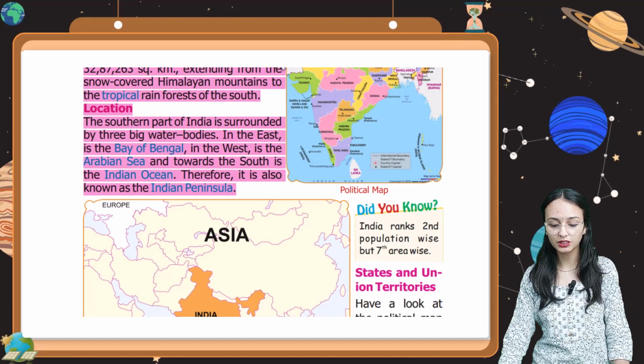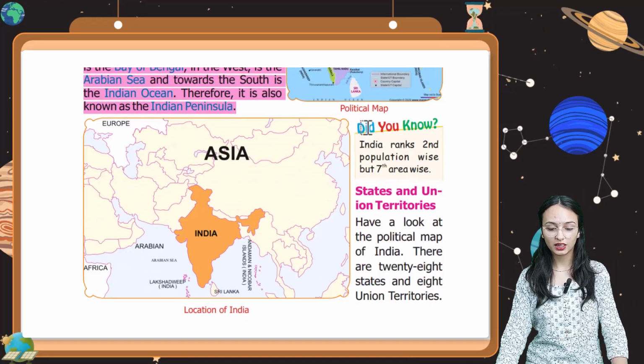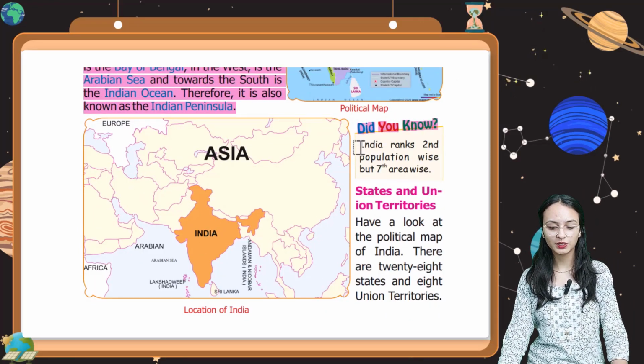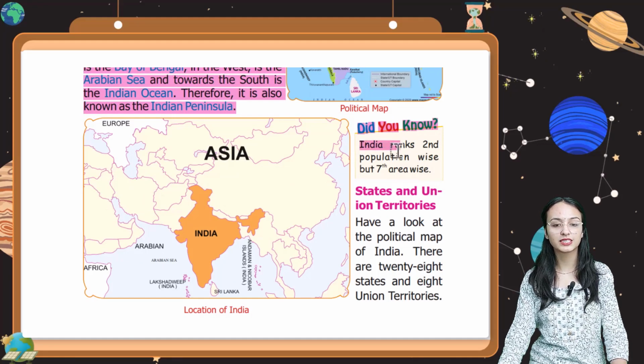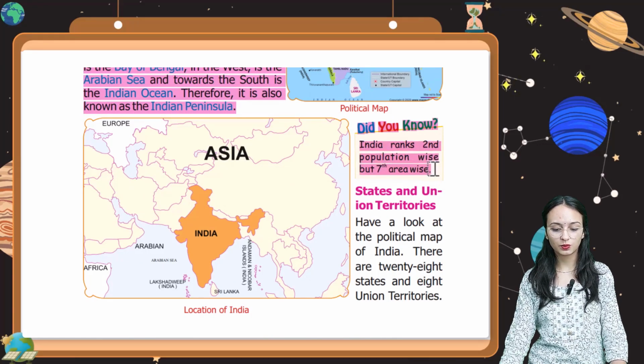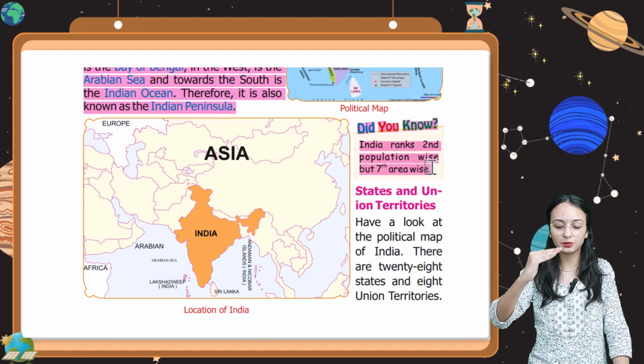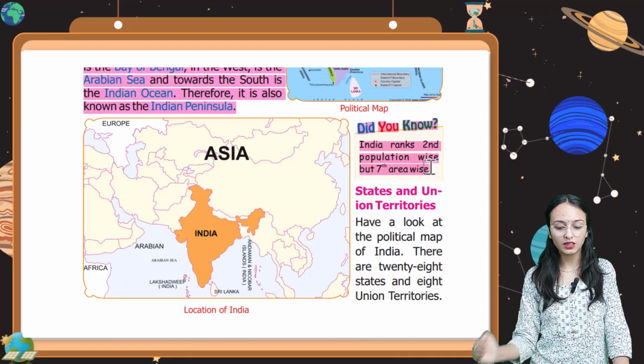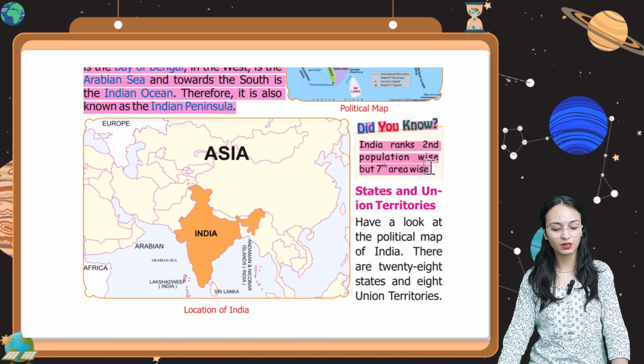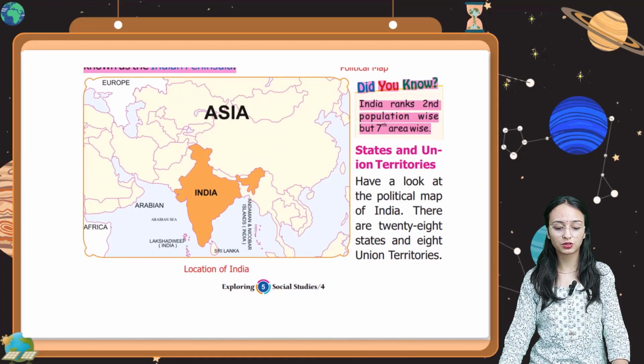Now we will learn an important fact under the heading, Did you know? India ranks 2nd population-wise but 7th area-wise. So area-wise, we stand in line at number 7 and population-wise, we are 2nd in the world. Here is a map depicting the geographical location of India in Asia.